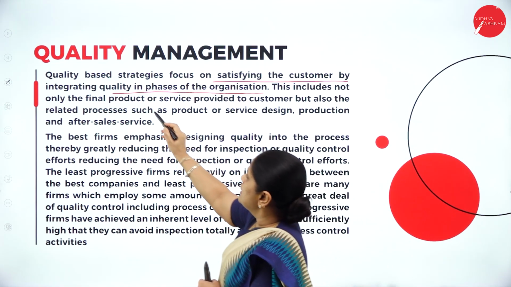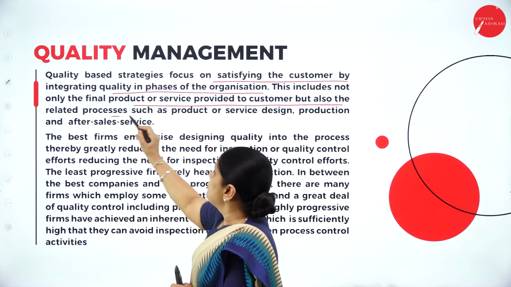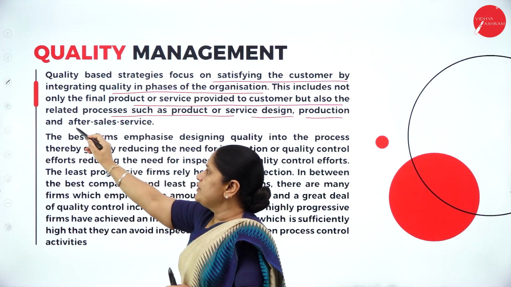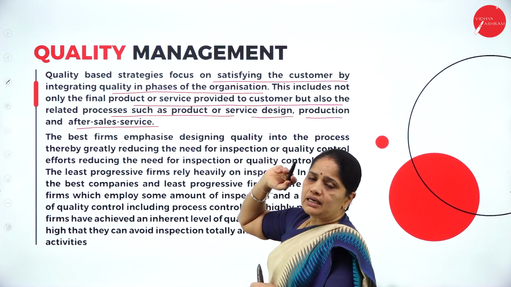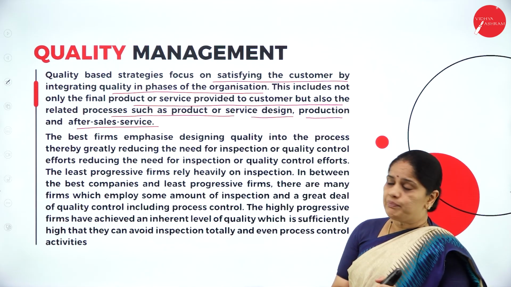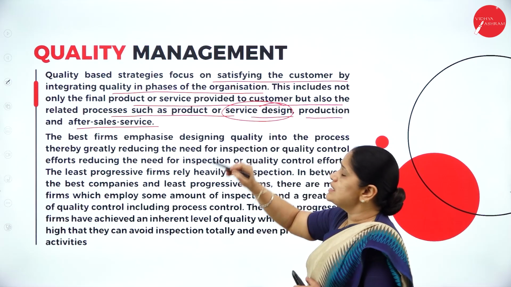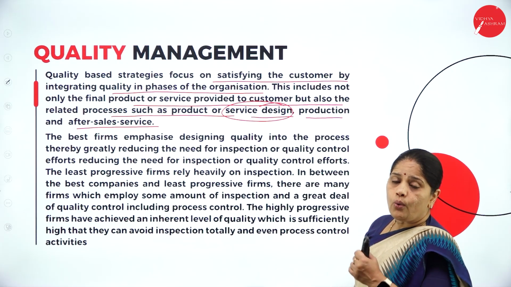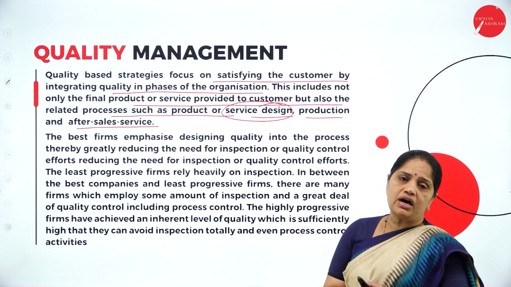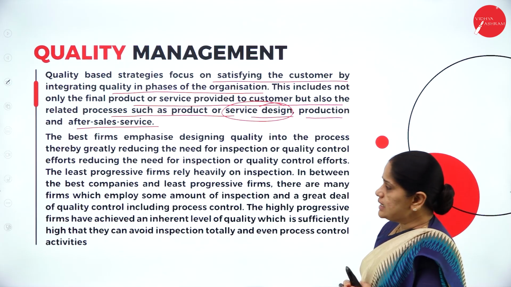This includes not only the final product or service provided to the customer, but also the related processes such as product or service design, production, and after sales service. So the quality management not only includes the quality of the product, but it also includes the service design. So what services are you giving to the customer when he is buying the product, and also the after sales service. So what kind of after sales service are you giving. All this gets included in quality management.